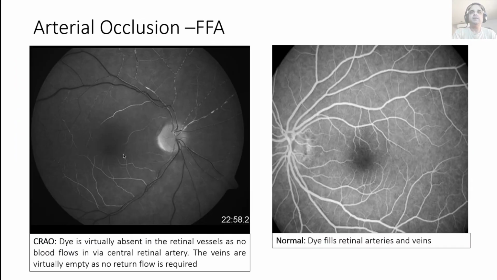This is an FFA. This is a normal FFA on the right. On the left is an FFA of a person who has suffered from an arterial occlusion, and FFA is not necessary at all because you can just visually diagnose it, but since we have an FFA to show you, we'll show you. As you can see, it's very poor filling of the dye in the retinal vessels because of the central retinal artery occlusion. And the veins are sort of devoid of dye as well because there is nothing to return.